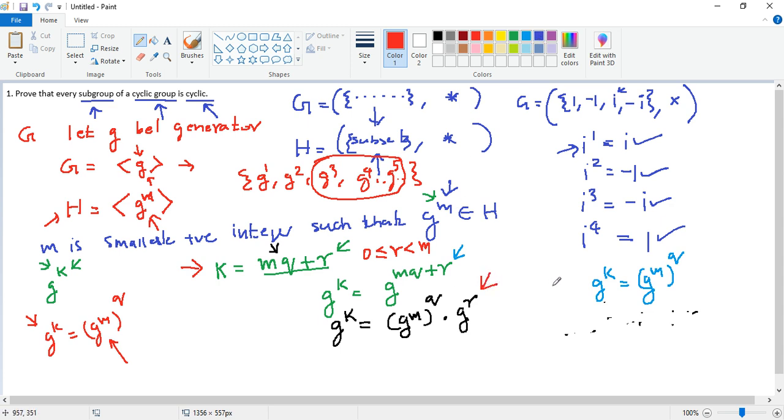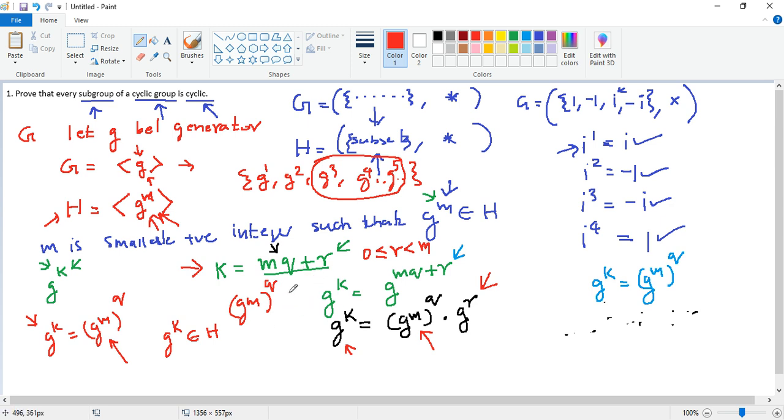Now g raised to k, we have assumed that we have taken from H, which means g raised to k is an element of H, right? Now, what about this one? G raised to m is in H, that's what we have assumed. So when I say g raised to m to the power of q, which means I'm multiplying g raised to m with itself q times.